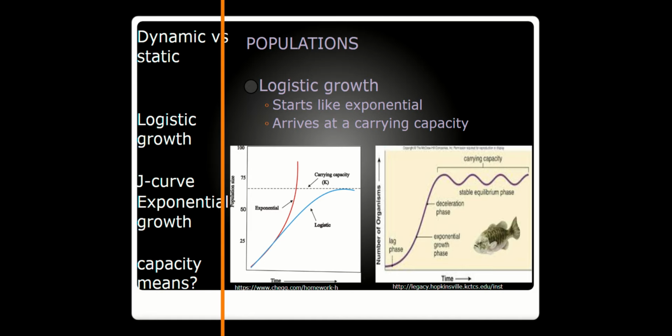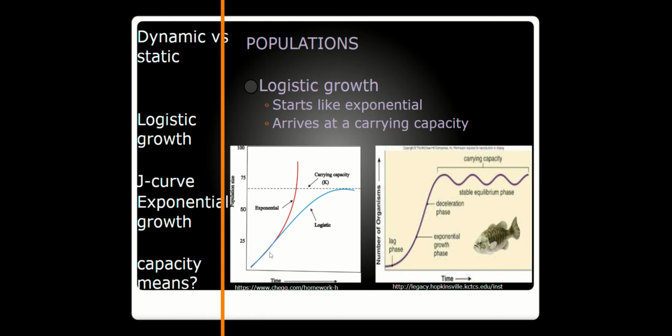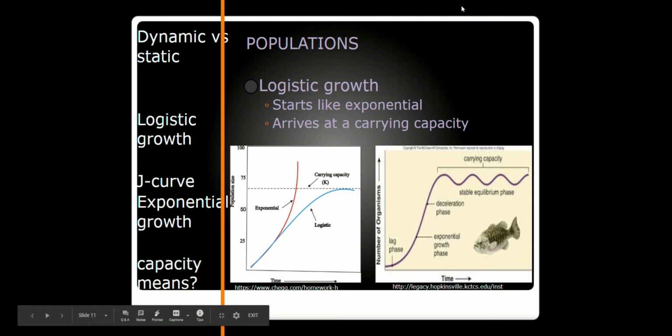That is still logistic growth. If you take a look, a J curve looks like a J. Logistic growth looks like an S, kind of. Yeah, but we call it an S curve, so good enough.